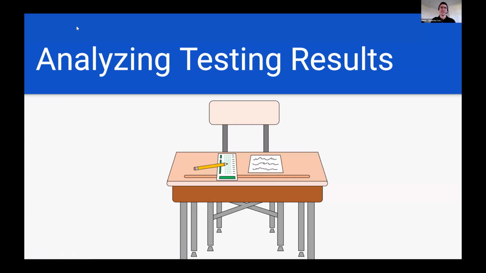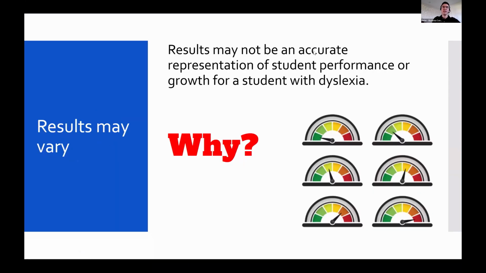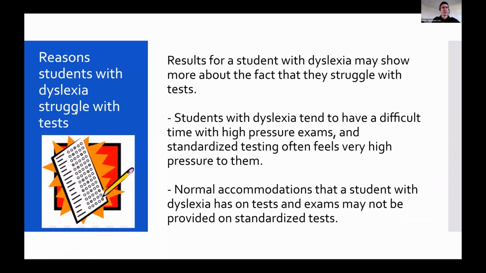Now, a few things about analyzing testing results. Results may vary with standardized testing for students with dyslexia. Results may not be an accurate representation of student performance or growth for a student with dyslexia. So, why is that? Well, there are a lot of reasons why students with dyslexia struggle with tests. We mentioned some of those already. So here are some of the reasons why those testing results may not reflect how well the student is actually doing or may not be an accurate picture of how they are doing.